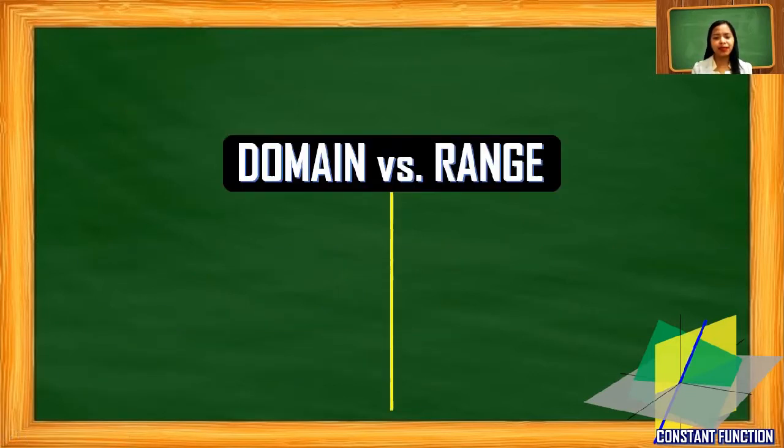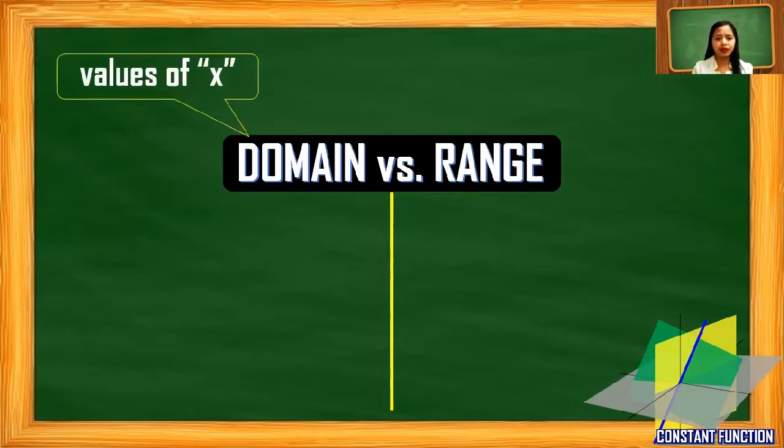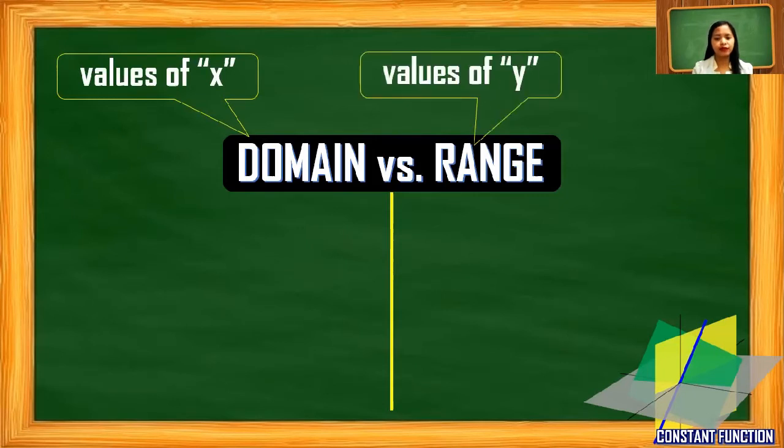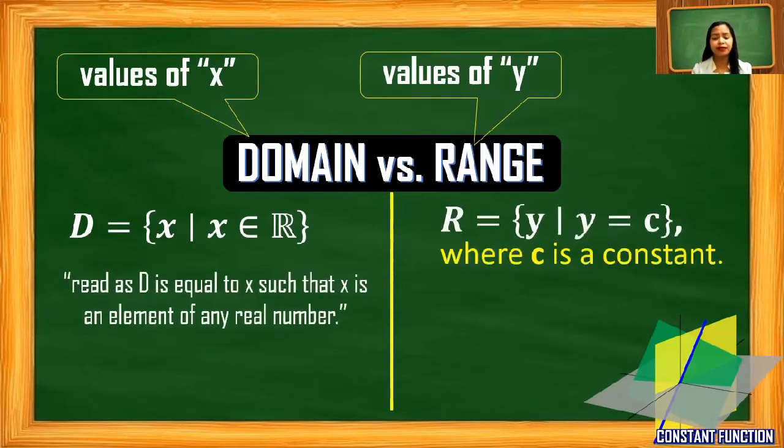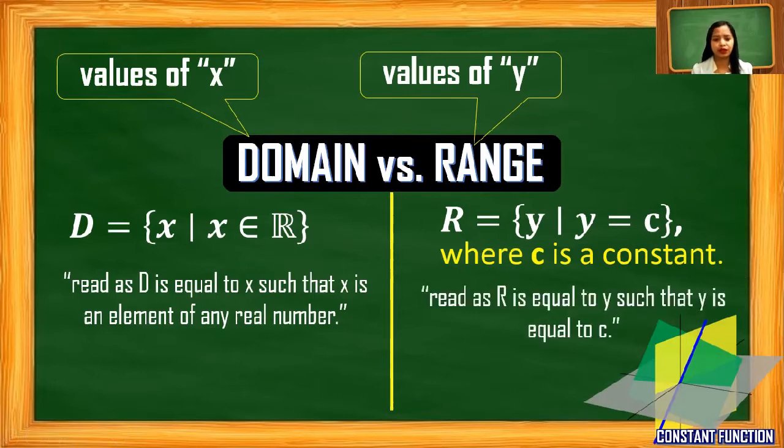Now, let's move on to the domain and the range of our constant function. As we remember, the domain is just the values of x, and the range is the values of y. The domain and the range of a constant function differ: the domain is equal to x such that x is an element of the real numbers. And the range of our constant function is equal to y such that y is equal to c, where c is a constant. So that is the range of our constant function.